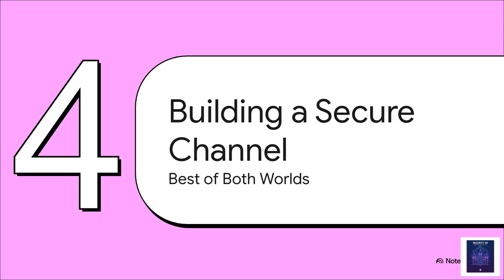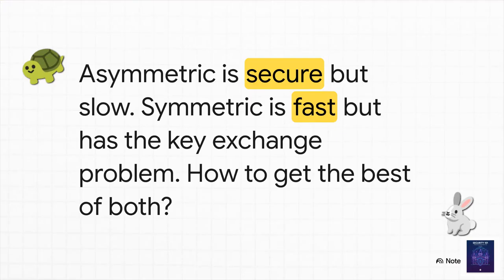Now, in the real world, security engineers are nothing if not practical. So they get clever, and they combine these amazing tools to build systems that are both incredibly secure and super efficient. You see, there's a trade-off. Asymmetric encryption, the two-key system, is like the secure tortoise. It gets the job done safely, but man, it is slow. Symmetric encryption, the one-key system, is like the lightning-fast hare, but it's got that nagging key exchange problem.